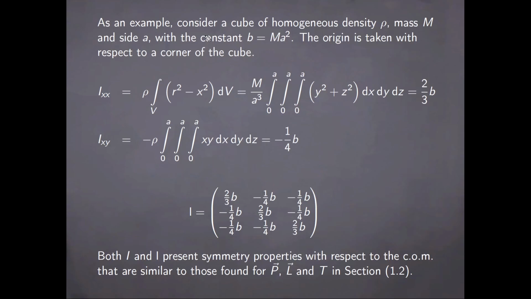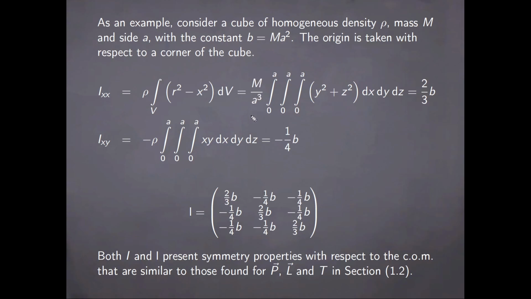As an example, we can consider a cube of homogeneous density ρ, mass m, and side a, with the constant b defined as the product between m and a squared. And we can consider that the origin is taken with respect to a corner of the cube. Then if we want to calculate the components of the inertia tensor, the diagonal ones are given, for example, by the expression here. So this is for the x coordinate. This is just the density times the volume integral here, just by applying the definition. And the constant density is, of course, just the mass of the cube divided by its volume.